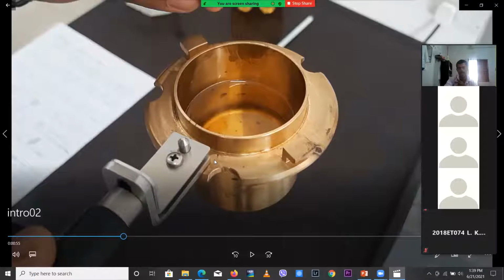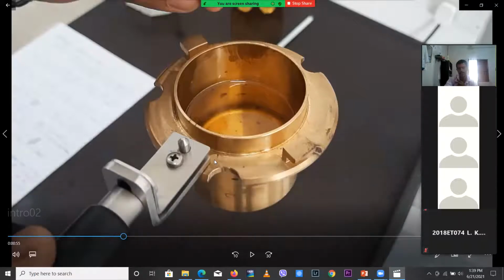This is a cup, right? I explained that cup before, the testing cup where we fill the sample fuel.